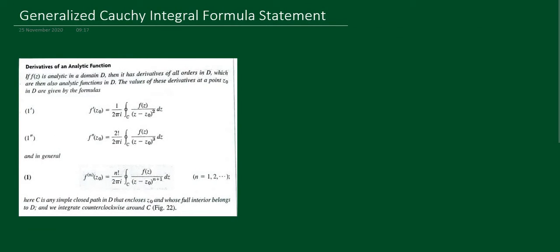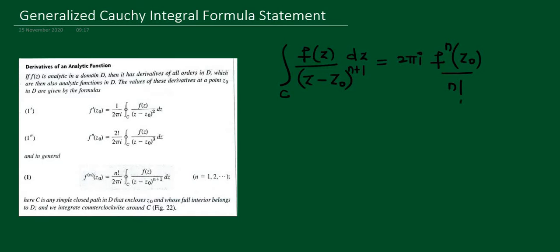What if we are having the integration as f of z divided by z minus z naught? If we have only z minus z naught, we can make use of Cauchy integral formula. What if we are having the denominator in the form of a power, z minus z naught the whole raised to n plus 1 dz? Then we can make use of the generalized Cauchy integral formula, which states that the answer will be 2 pi I into f raised to n of z naught divided by n factorial.